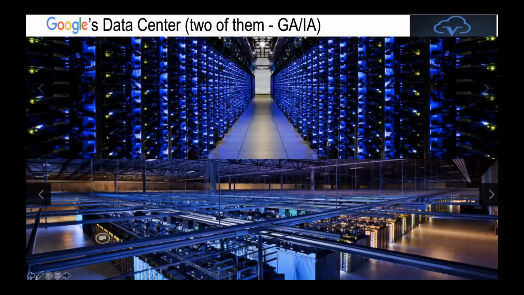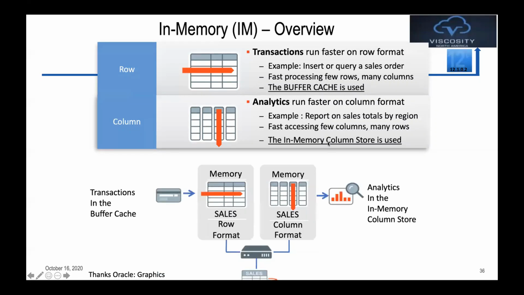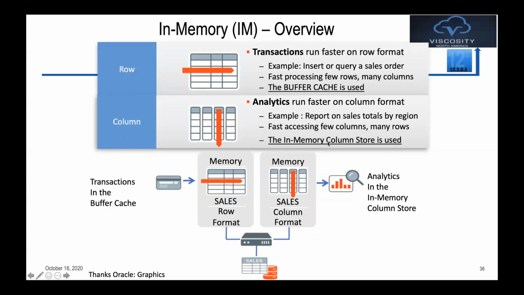Google's data center, what is it? All flash, everything's happening in memory. So basically, when I have transactions, I'm going to the buffer cache, looking at rows. I do analytics, I might be looking at a given column. So what's Oracle going to do? They're going to store that column in a compressed mode so it's extremely fast without all the other data, so that analytics can now be fast in a different in-memory column store.